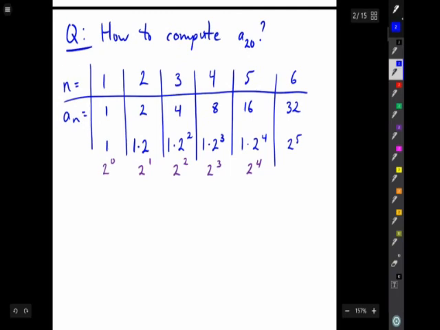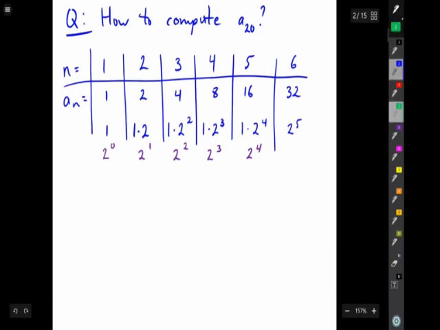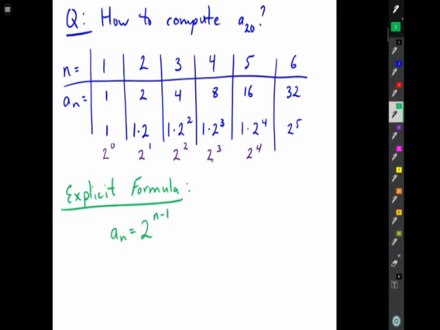So what we can say is an explicit formula for the sequence would simply be given by an is 2 to the n minus 1, because each term here is always 2 to the power 1 less than the index. And this applies for n equals 1, 2, 3, and so on.